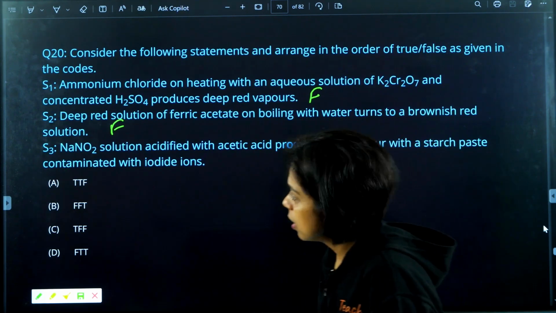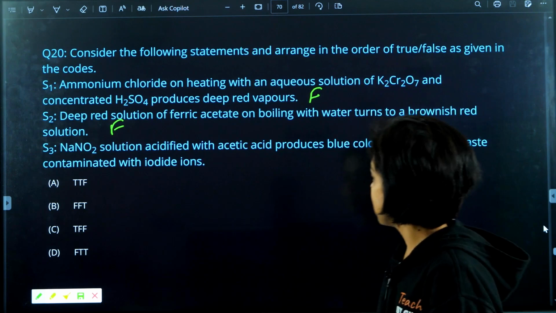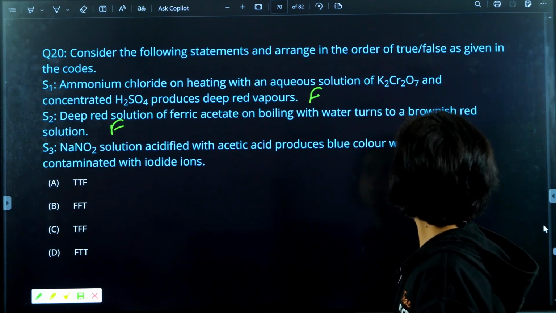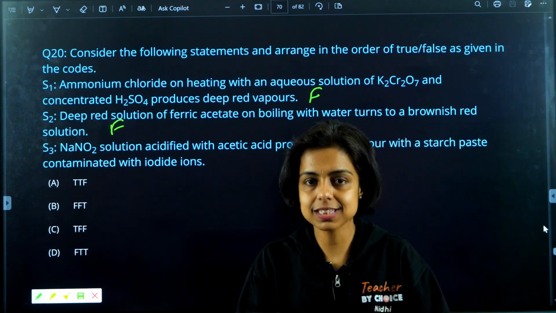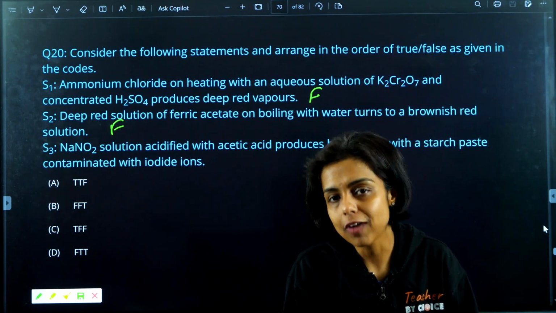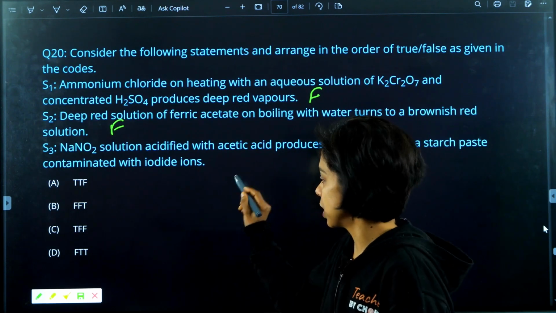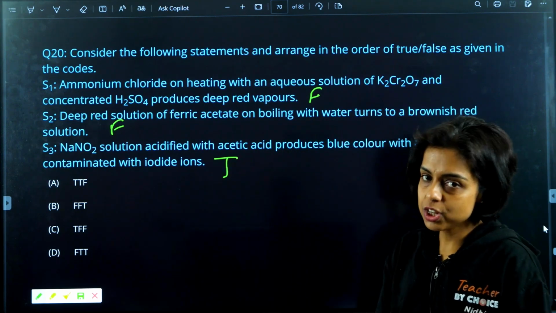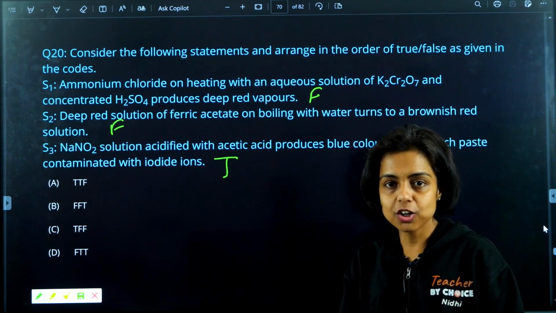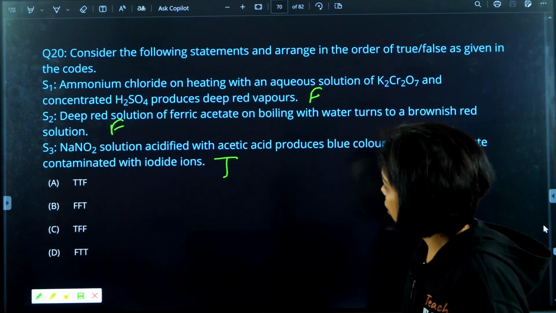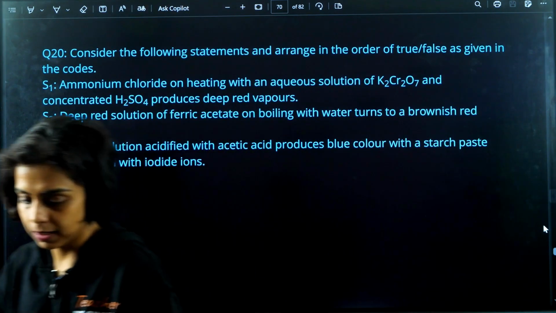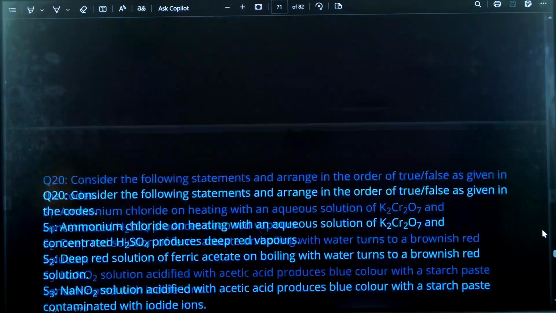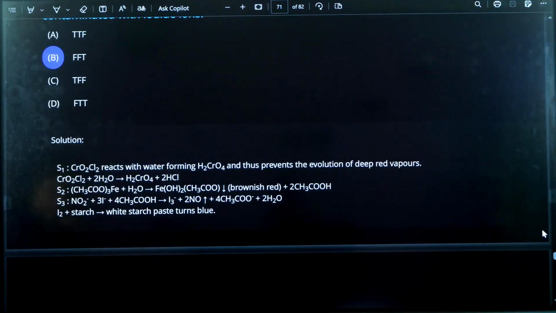They just settle down. So sodium nitrite solution acidified with acetic acid produces deep blue with the starch paste contaminated with iodide ion. Of course, guys, starch paste, when it comes in contact with iodine, it turns blue. This is a true statement, right? Yes, so starch, white paste, when it comes in contact with iodine, it turns blue. So of course, false, false, true. What option will we go ahead with? That is B. False, false, true. Okay, guys, you can see here, so chromyl chloride, CrO2Cl2, on reaction with water forms this.